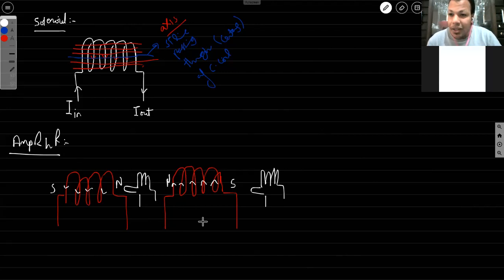For the solenoid, the magnetic field lines will be outside or inside?